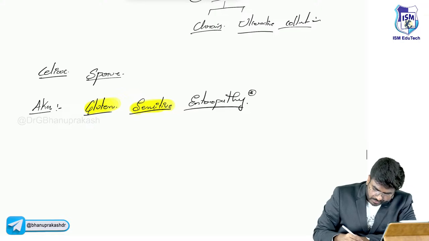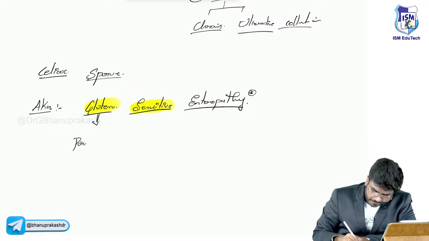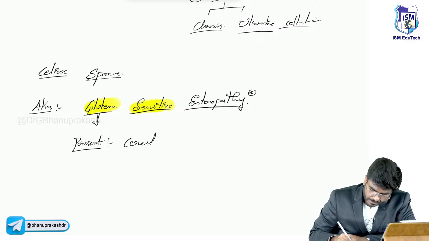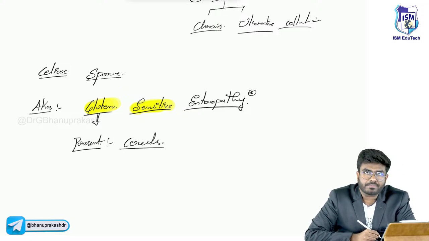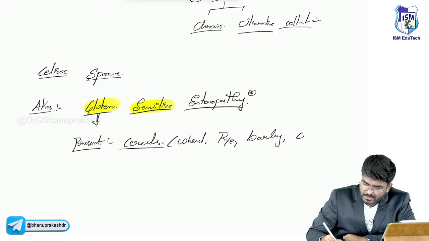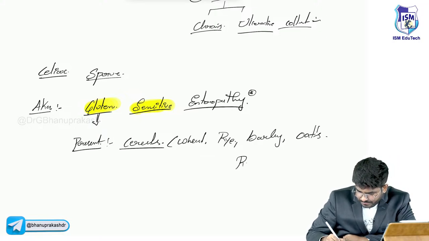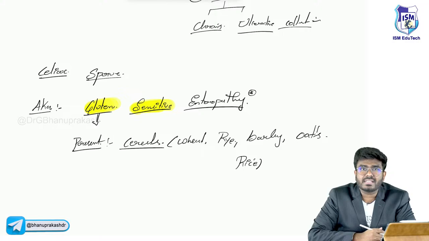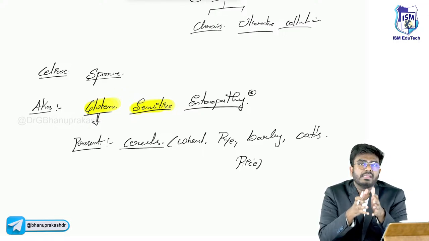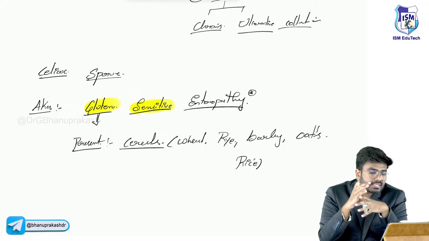Now let's write one by one. Where is this gluten present? The gluten is present in cereals like wheat, rye, barley, oats, rice. All the cereals contain gluten. And that gluten is the one which is recognized as the antigen by this patient.